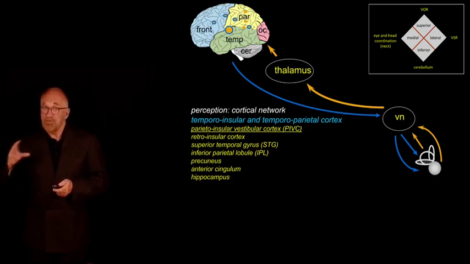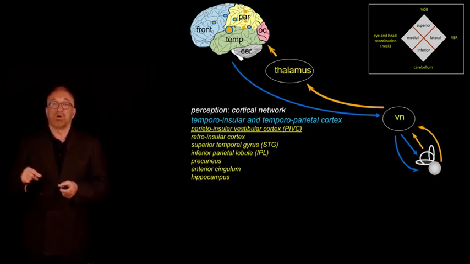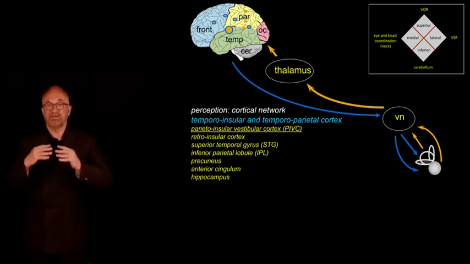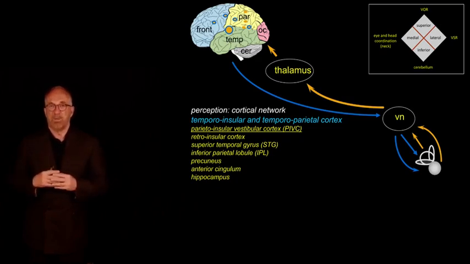Of course, the information from the labyrinth not only goes to the brainstem, but also goes via the thalamus to the cortex. And it reaches the parieto-insular vestibular cortex, the PIVC, which is considered as the vestibular area. But there are many more areas in the cortex that receive vestibular information for all kinds of purposes.